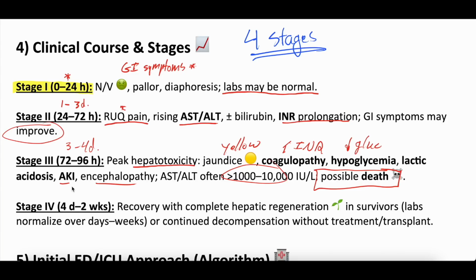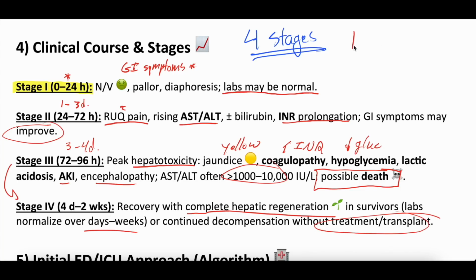Stage 4 is 4 days up to 2 weeks, and this is recovery. If you make it through stage 3, you tend to get recovery. You tend to get complete liver regeneration. Sometimes you have a little residual liver injury, but the liver's hardy. If you can get it to stage 4 without complete liver failure, sometimes you can get hepatic regeneration. In survivors, labs often normalize over several weeks. But again, if stage 3 does not go to stage 4, you do need a liver transplant or you can die.